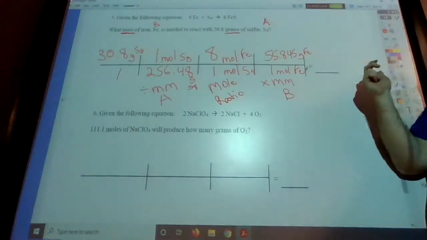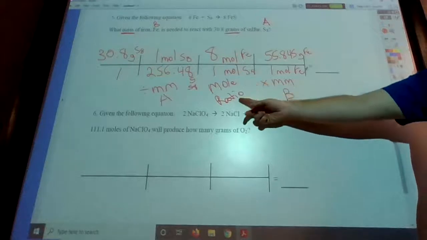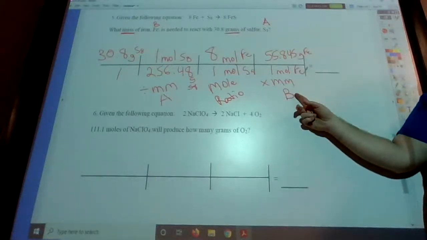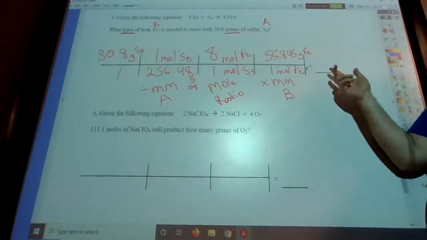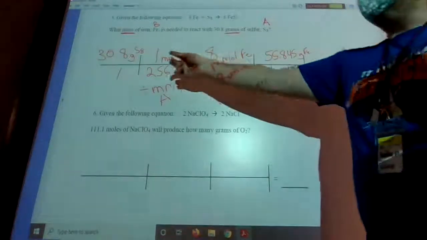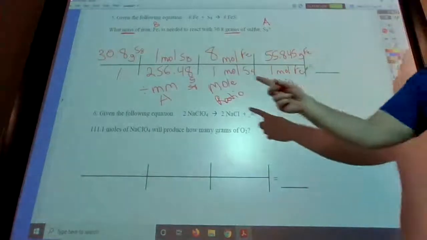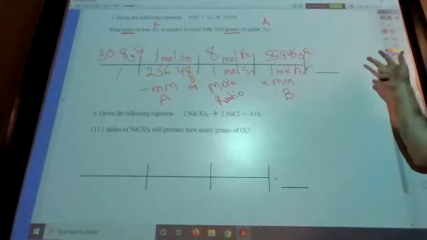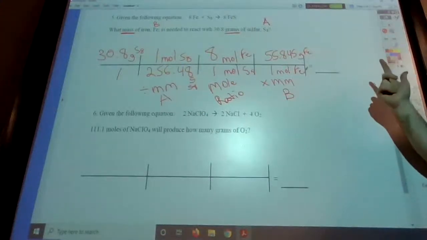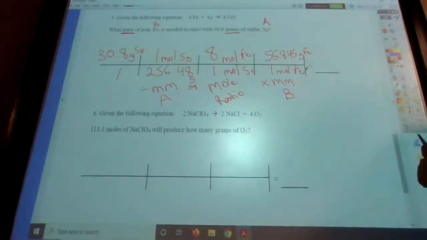So now we have divided by our molar mass. We've set up our mole ratio. Multiply by our molar mass. All we have to do is the math. Multiply everything across the top. Multiply everything across the bottom. And then divide top number over bottom number. And what's the answer y'all got?